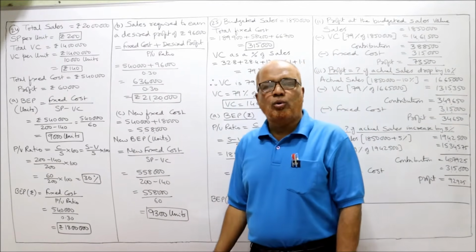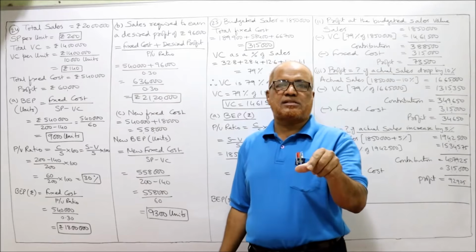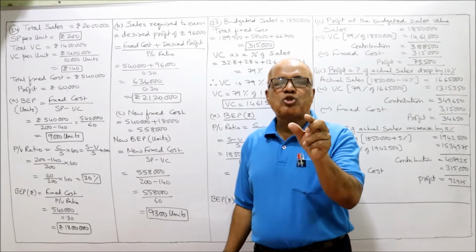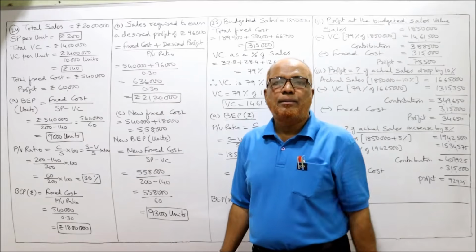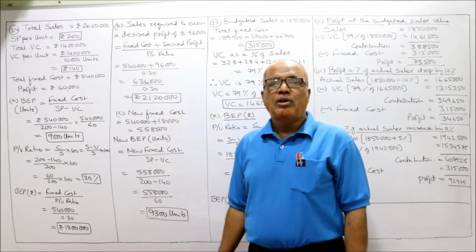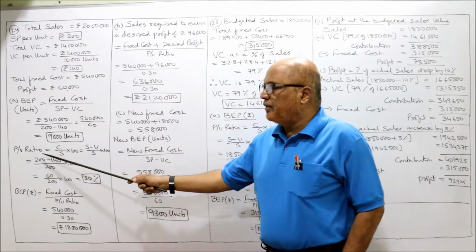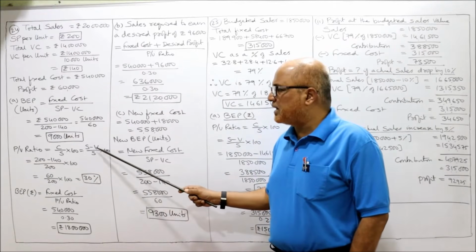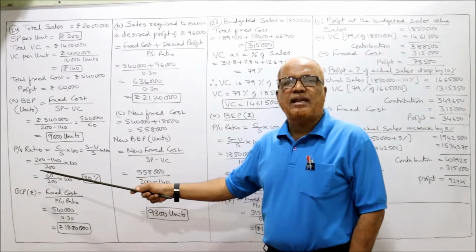Now it is asking you to calculate BEP in rupees. But this BEP in rupees should be calculated by using contribution sales ratio. It is specifically asking in the problem. So we calculate PV ratio first. PV ratio is equal to C by S into 100, S minus V by S into 100. We can take the selling price.